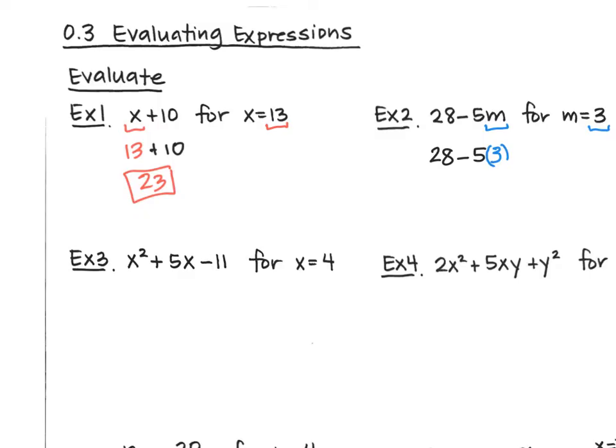Okay, then I'm going to go ahead and evaluate my answer. Based on order of operations, I do need to do the multiplication before I do the subtraction. So 5 times 3 is 15. So 28 minus 15 is 13. And that's my final answer.